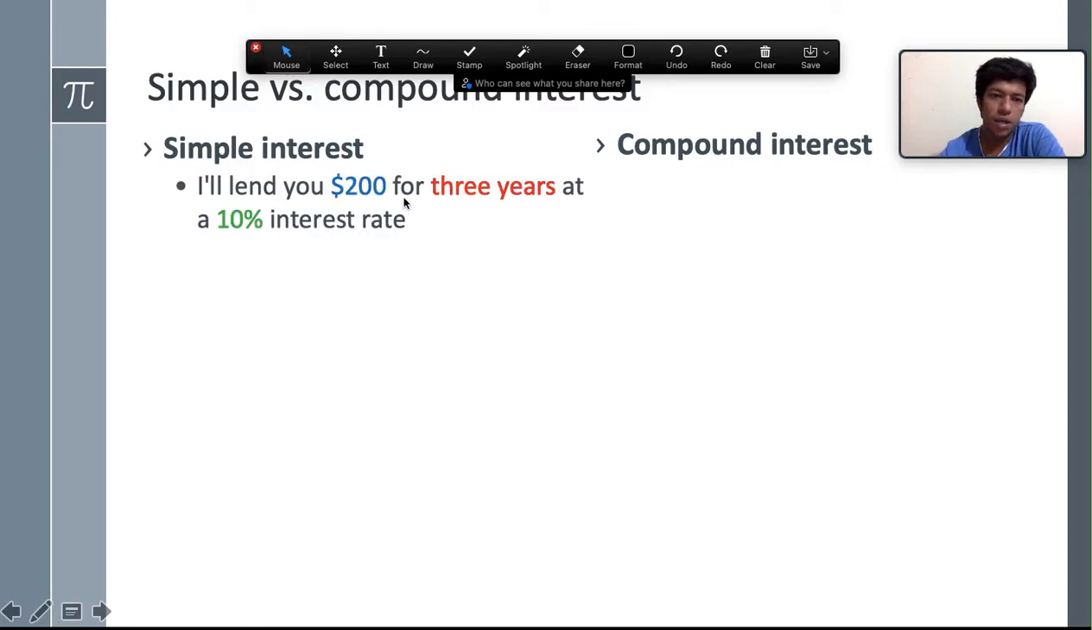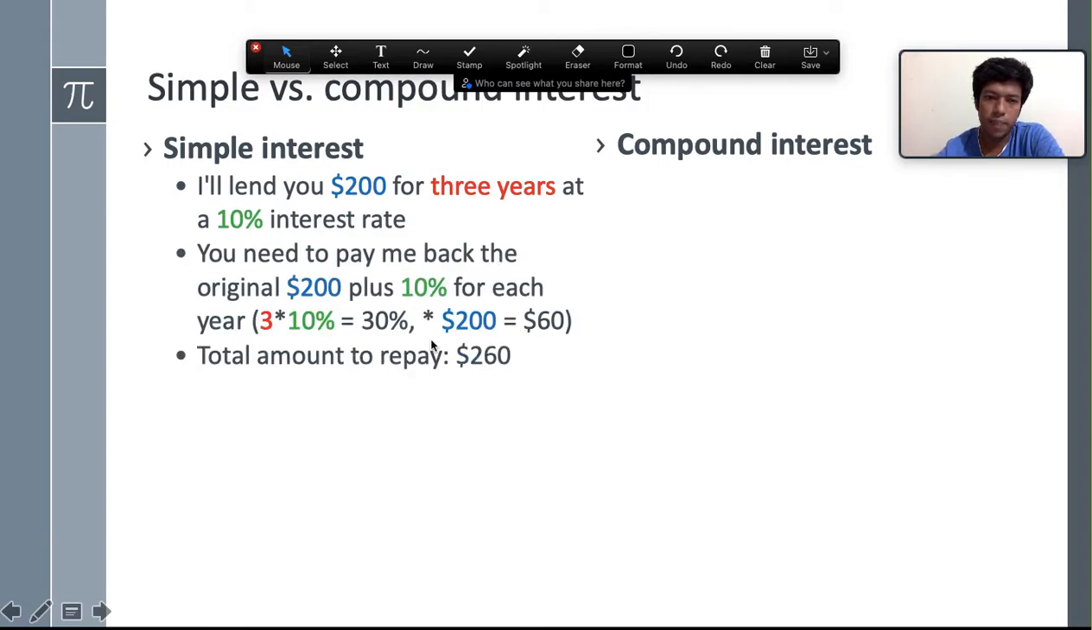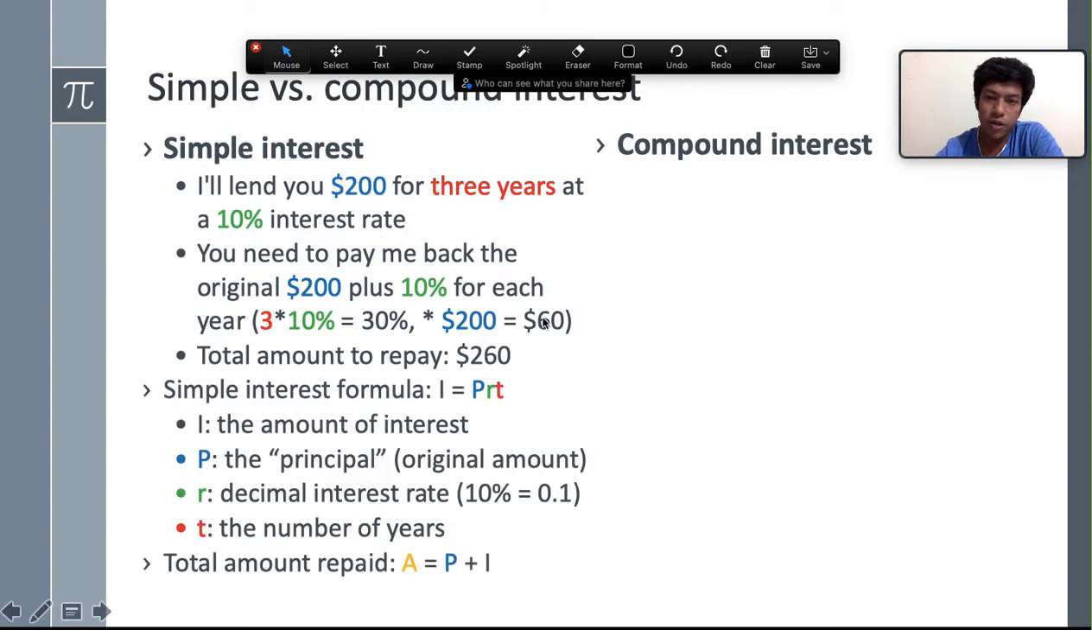Alright, so let's look at the item here. Let's say $200, 10% interest, what will happen for 3 years? Each year, $200, 10% means each year $20. Because $100, 10% means 10, so $200, 10% means 20, double. So basically you will get $60 extra. So total amount of money will be $260.